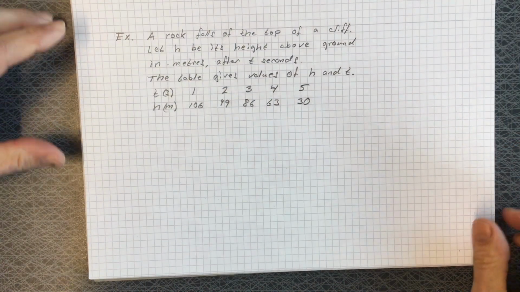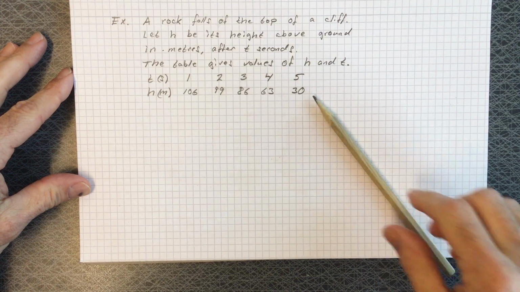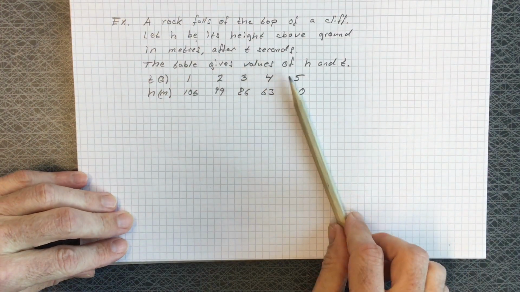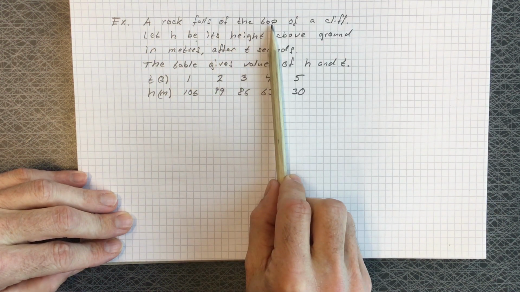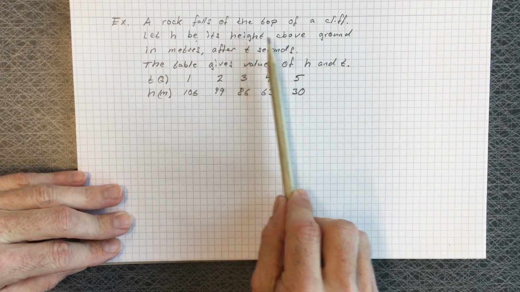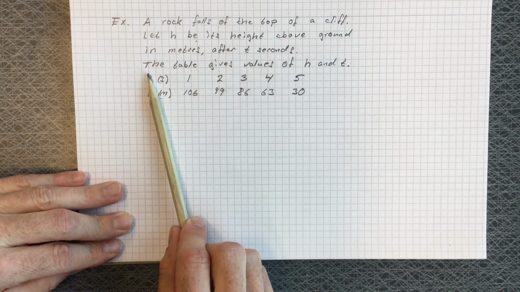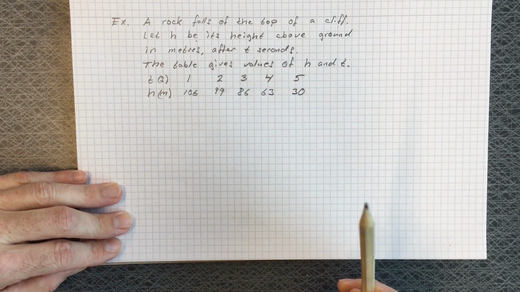So let's see. If I just turn the page, I have an exercise for you. You can take a pause now and write it down in your notebook. And when you're done, you start again. And the exercise looks like this. A rock falls off the top of a cliff. Let h be its height above ground in meters after t seconds. The table gives values of h and t, of height and time.